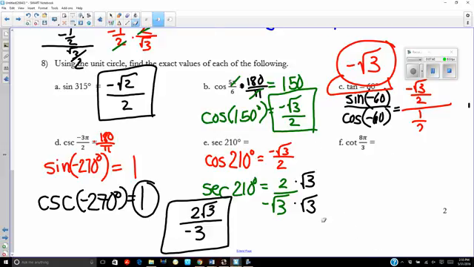And finally, cotangent. Cotangent's the reciprocal of tangent. So first, change that to degrees. This is the same thing as the tangent of 480 degrees. Tangent of 480 degrees is some decimal that is not helpful. So we're going to take the sine. We need to figure out the sine of 480.